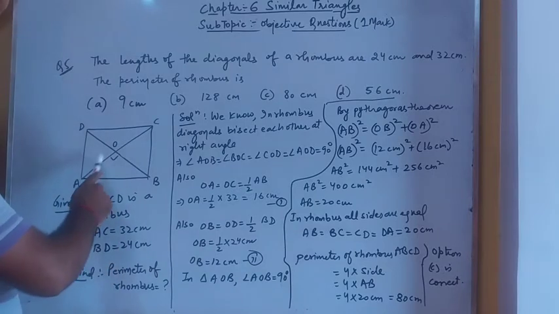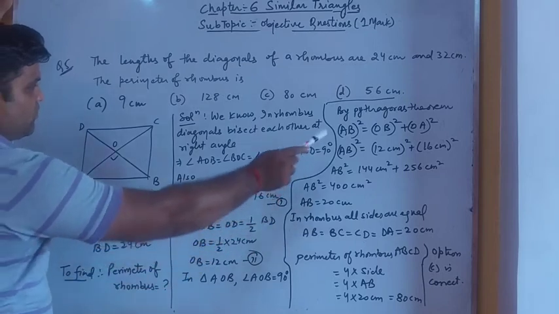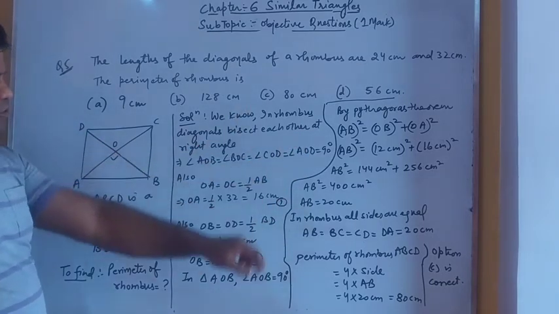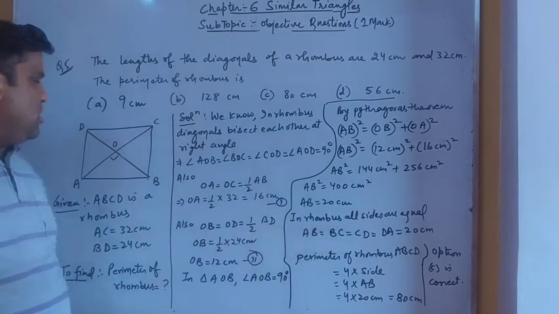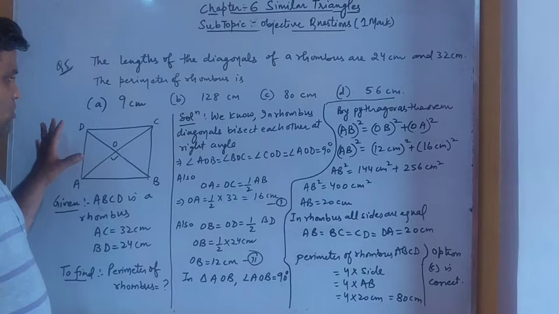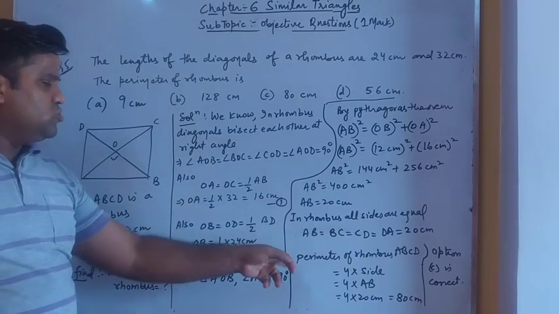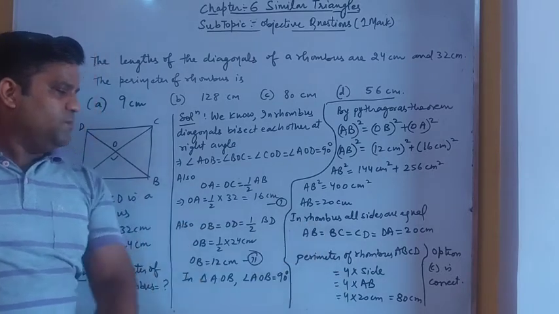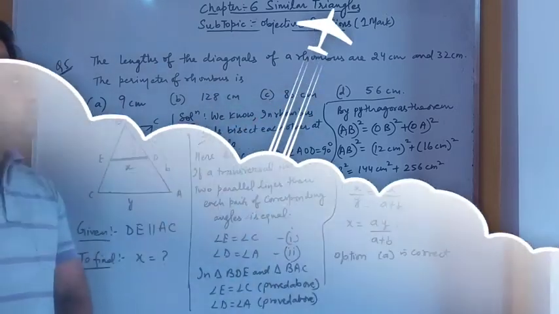Now let us look at triangle AOB. As angle AOB is 90 degrees, by using the Pythagoras theorem, AB square equal to OA square plus OB square. On putting all the values, we get the side AB equal to 20 cm. As we know that in a rhombus all sides are equal, all sides will be equal to 20 cm. So the perimeter of the rhombus will be 4 into side. On putting the value, we get the perimeter of the rhombus is 80 cm. So by this our option is correct.